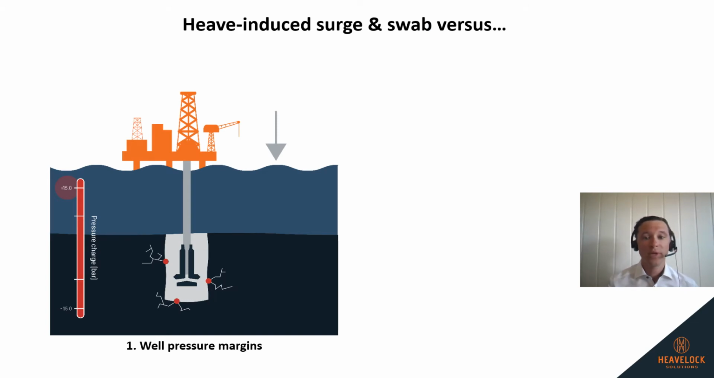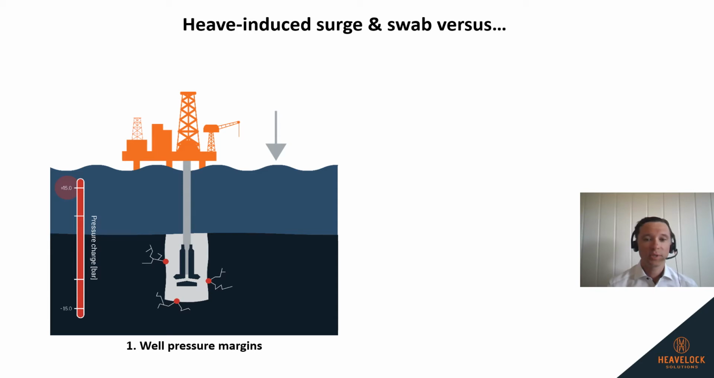And then we have to relate this to something. One way we've already seen is to relate the surge and swab to the well pressure margins. This is the most common situation. You'll see this during drilling. You will see this when running liner or casing, and also running a lower completion string. When the reservoir is exposed, this is what you will get.